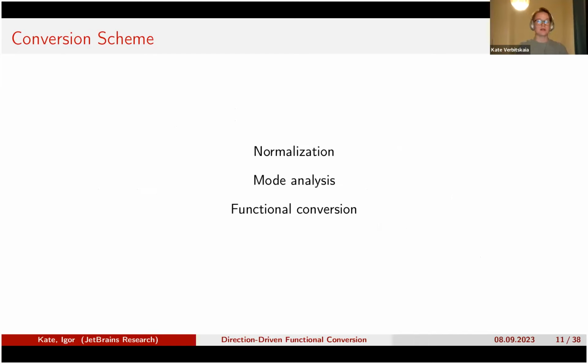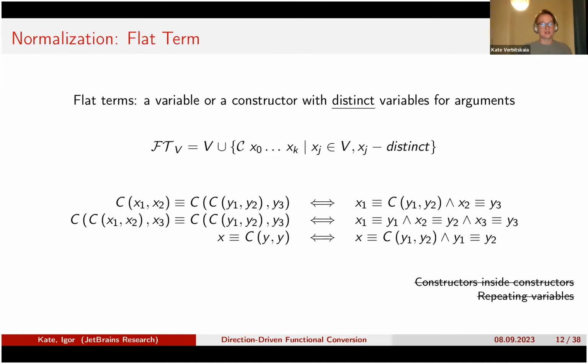We have 3 steps: normalization, which is like a helper step, mode analysis, and the functional conversion. Normalization is just a way to make a miniKanren goal a little bit less complicated for the steps ahead. We limit our terms to be either a variable or a constructor applied to a list of distinct variables. We disallow constructors within constructors, and we disallow repeating variables here. It is a simple syntactic transformation to get rid of these kinds of terms. They are translated into a conjunction of corresponding unifications of corresponding variables.